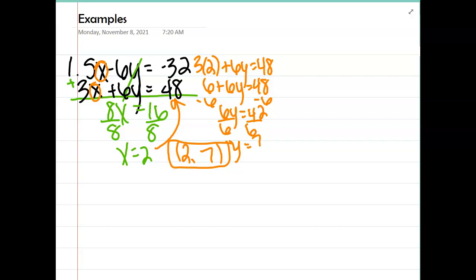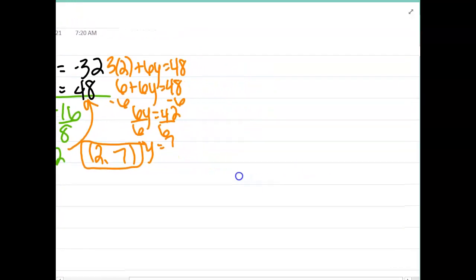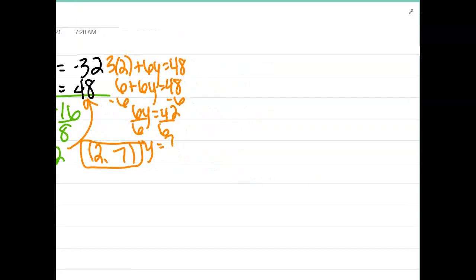So like I said, I think the hardest part today, the most time-consuming part, is this part right here. That's not new. We had to do that last week, whenever we did substitution. Okay, number 2.